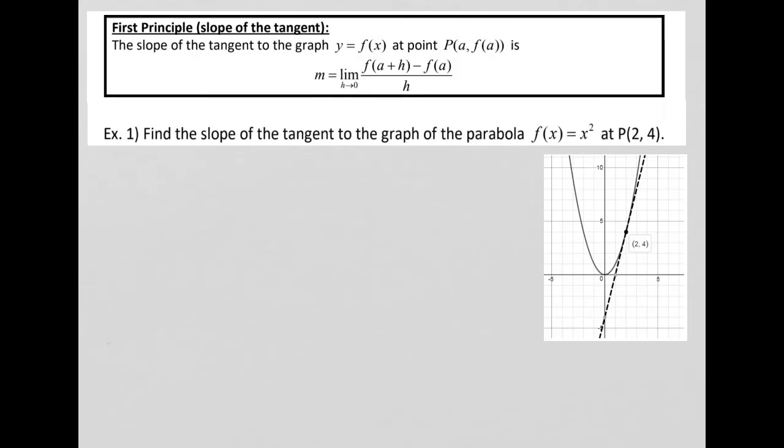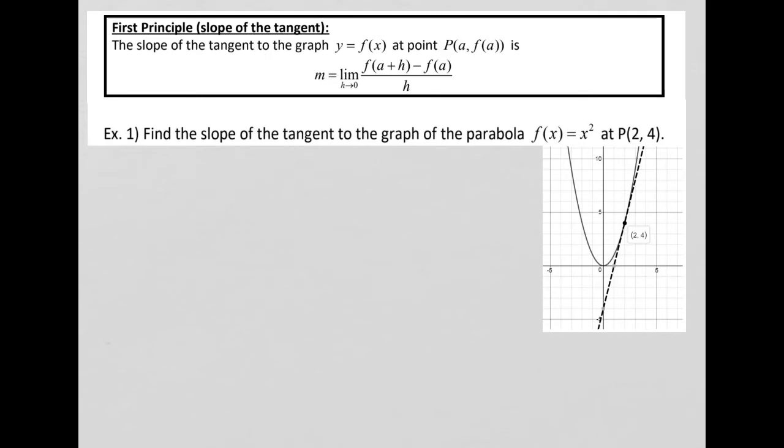This lesson, we are going to learn how to use the first principle to find the slope of tangent at a given point on the function f(x). For example number 1, the function given f(x) is a polynomial function. So what we are going to do is expand and simplify. Step 1, we write down the first principle.